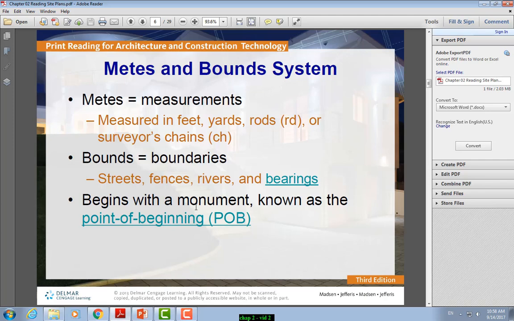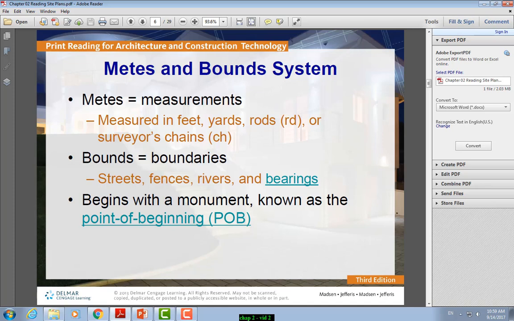Second video. Now we're going to go over bearings and point of beginning. Again, I'm going to touch on it briefly. In other classes, you're going to go more in depth, but I don't want to take too much time on that. But bearings are very important.